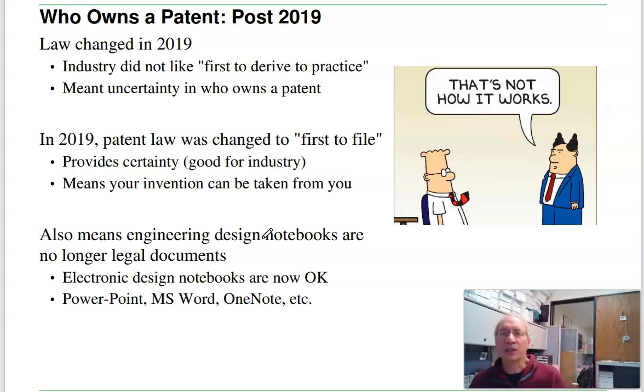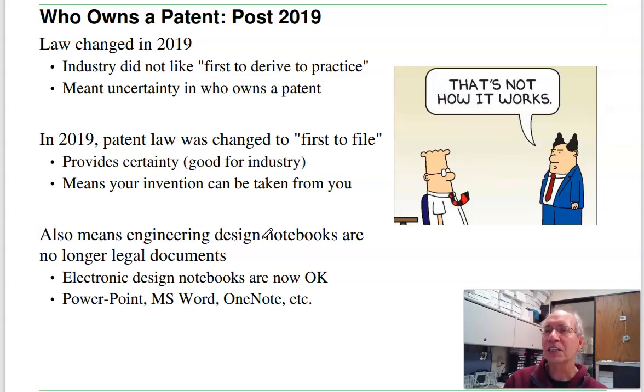For example, the laser, they didn't really know who owned the patent, and it could actually change in the future. If somebody had a design notebook prior to 1957, showing they brought the laser to implementation first, they would get the patent. Companies don't like that. They want to have certainty.